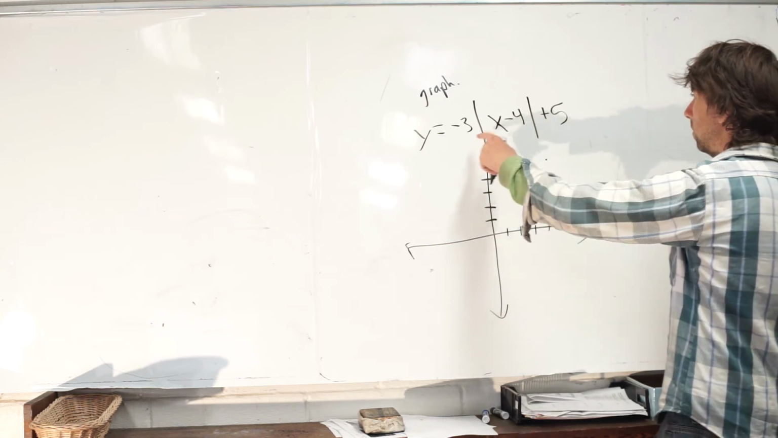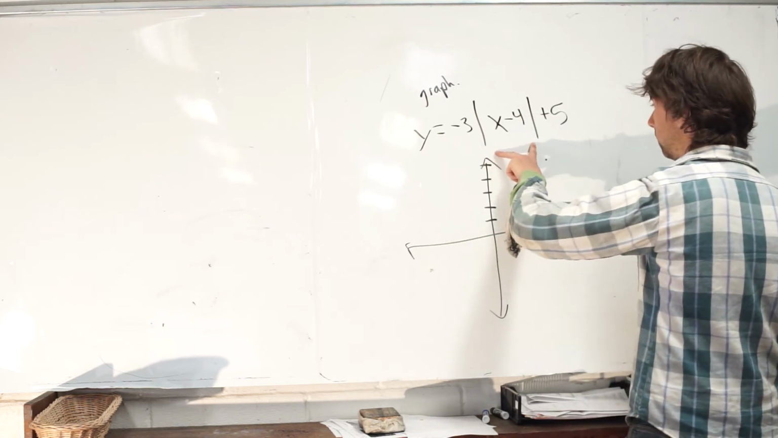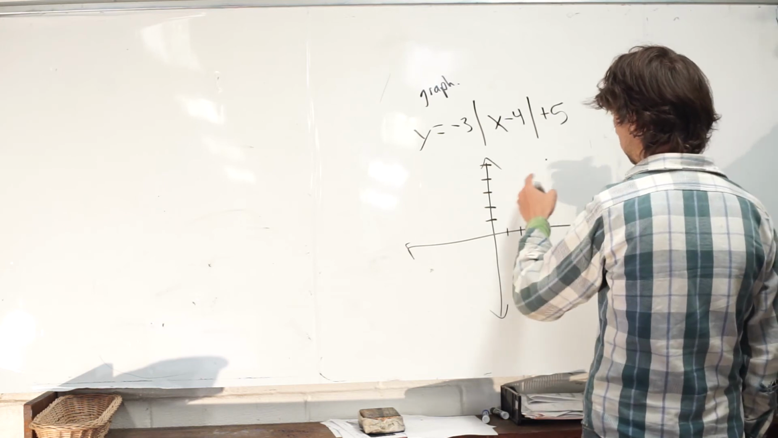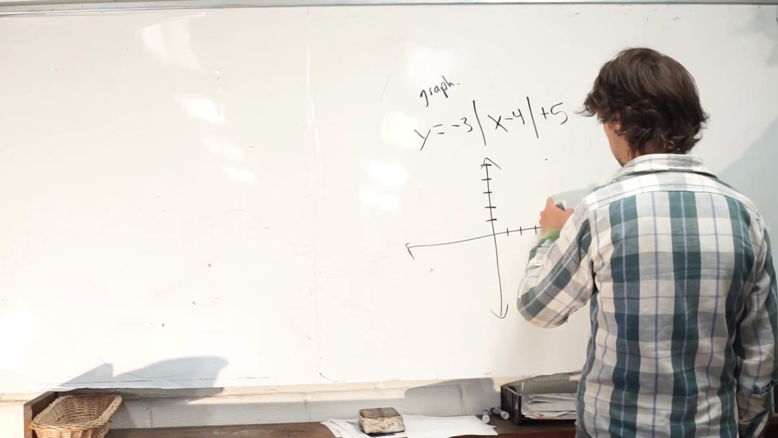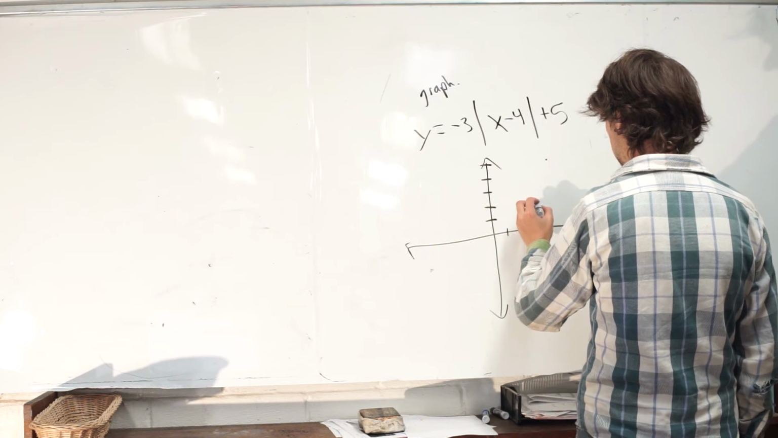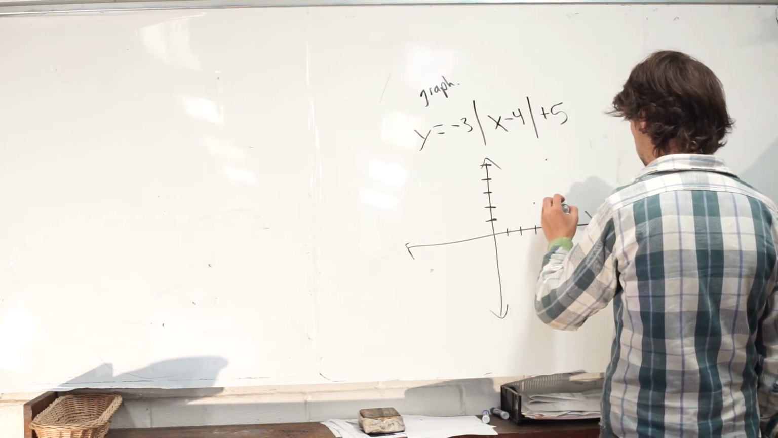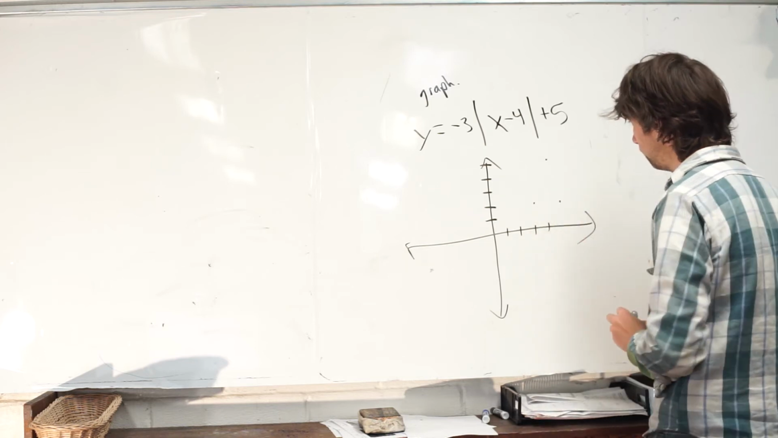Now my slope comes from the coefficient in front of the absolute value sign. It's a -3, so I'm going to go down 3 and over 1. And you can go over in either direction with the absolute value because it's going to go down 3 and over 1 on the other side too.